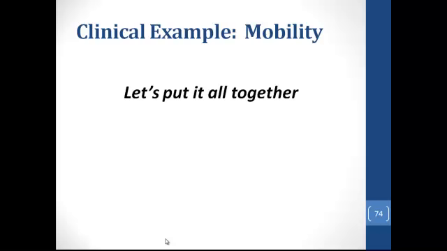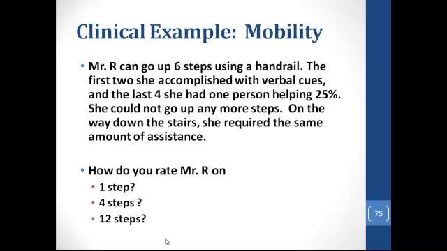Now, let's take a patient example that involves more than one item and put it all together. Mr. R can go up 6 steps using a handrail. The first 2 she accomplished with verbal cues, and the last 4 she had one person helping 25%. She could not go up any more steps. On the way down the stairs, she required the same amount of assistance. So how do you rate her on 1 step, 4 steps, and 12 steps?